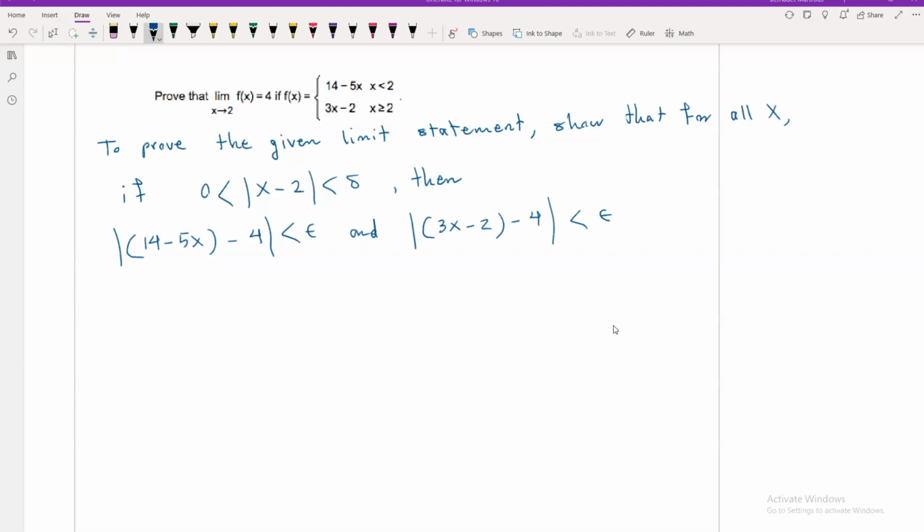Here, f of x is 14 minus 5x, minus our L, which is 4. So absolute value of 14 minus 5x minus 4 less than epsilon, and here we have 3x minus 2, that is f of x, when x is greater than or equal to 2. So use that, subtract L, this absolute value should be less than epsilon. So solve these two inequalities.